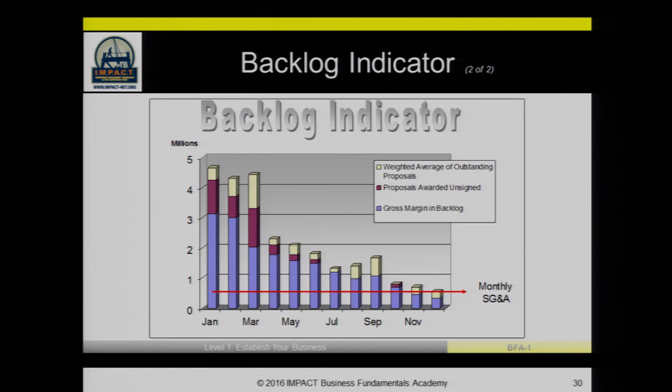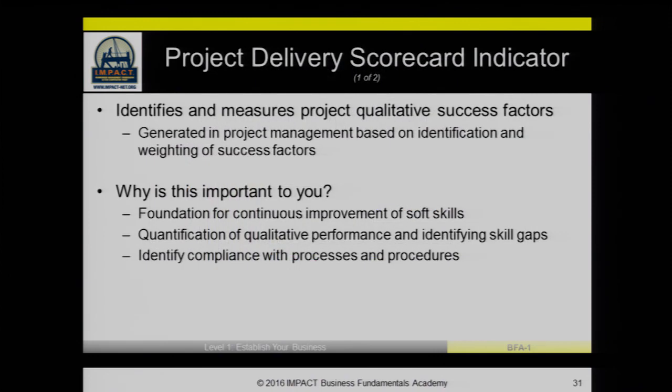The red line represents their monthly G&A. They can see when they're really going to need some projects to make sure they maintain their profitability. So that's a pretty good indicator.